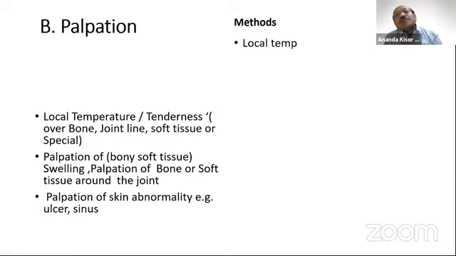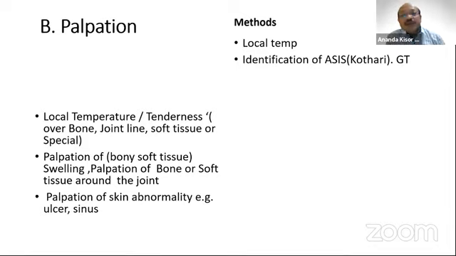Now there are some local methods. It is given in the OSCE system, like the local temperature. What are the steps to be examined for the local temperature examination? Next is the identification of the anterosuperior spine. So there are some doubts, if it is a little bit higher up or lower down. If it is higher up, that indicates what? That indicates it is an adduction deformity.